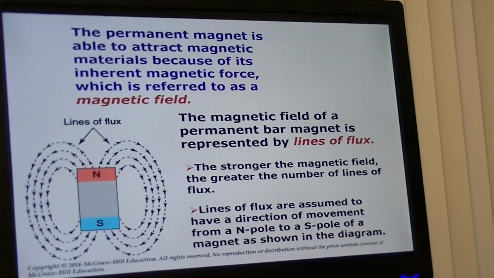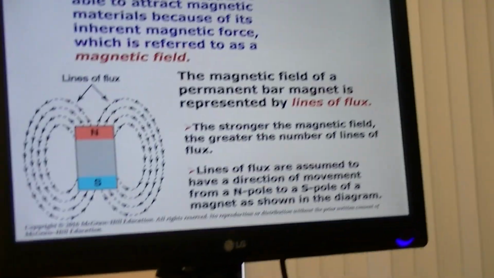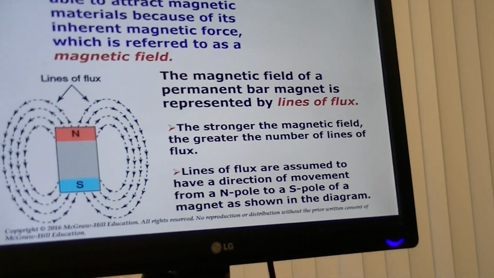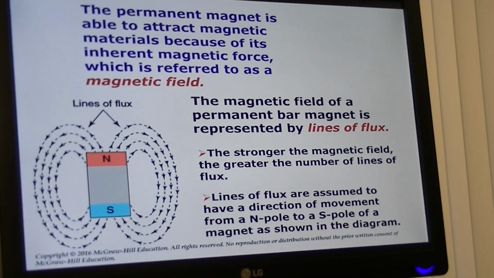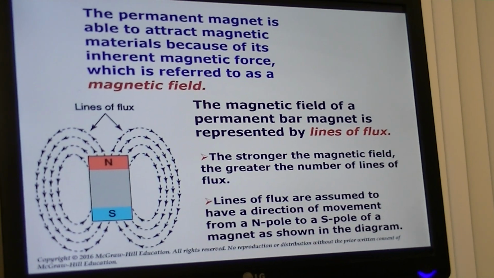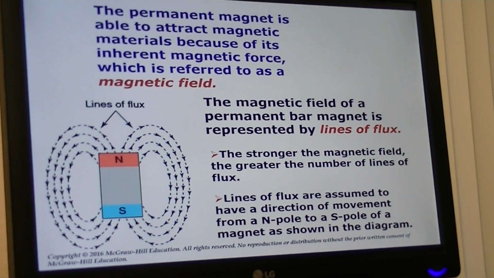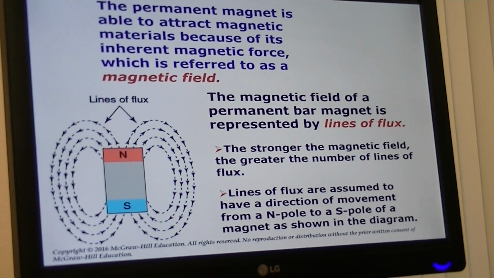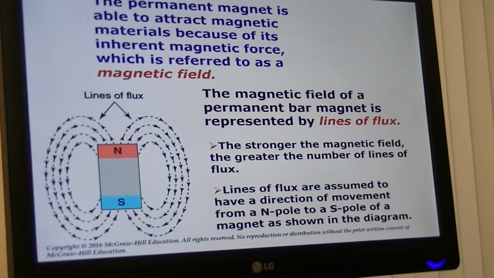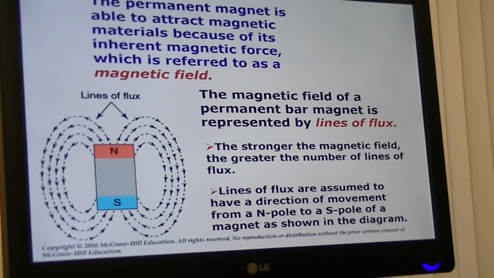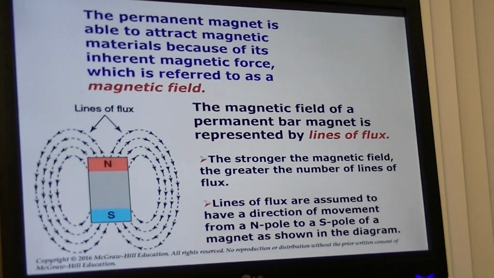The stronger the magnetic field, the greater the number of lines of flux. And think of flux as a force field. Lines of flux are assumed to have a direction of movement from north to south, north pole to south pole, north being positive, south being negative.